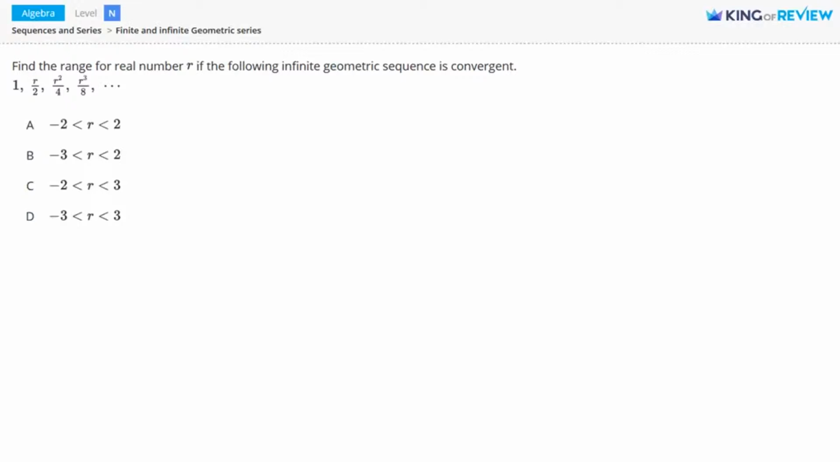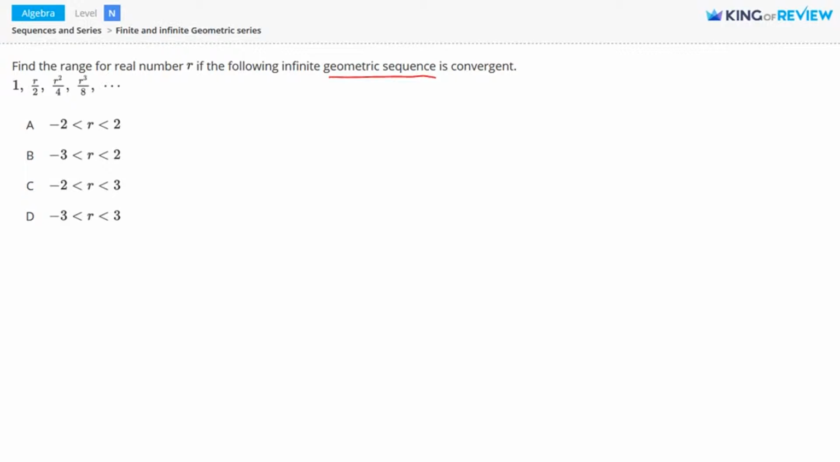Find the range for real number r if the following infinite geometric sequence is convergent: 1, r over 2, r squared over 4, r to the third power over 8, and this sequence continues. So we're dealing with a geometric sequence.